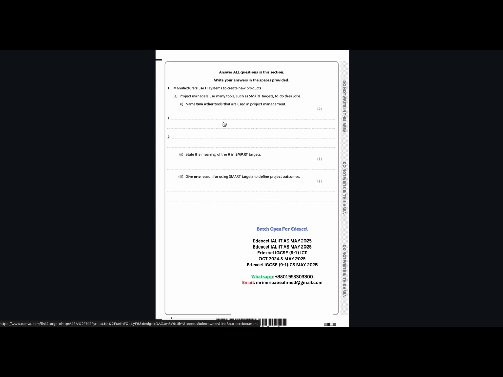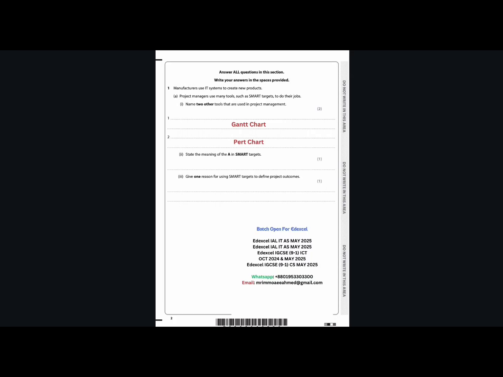So one of the tools is SMART targets. They're asking you to write two other tool names that are used in project management. So one of the tool names is Gantt chart, the other one is PERT chart. So how does it look when it comes to a Gantt chart?